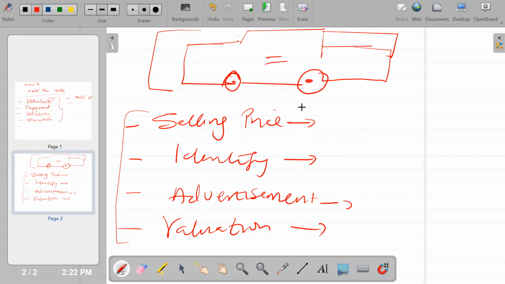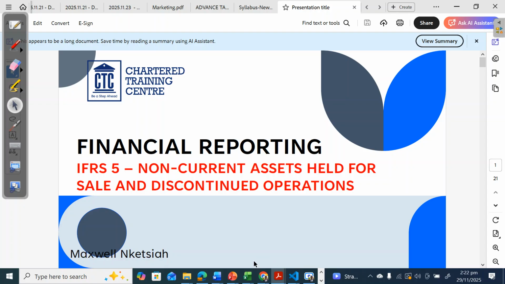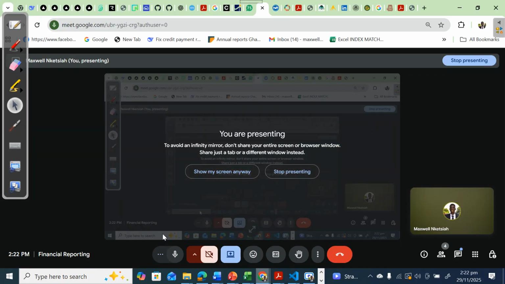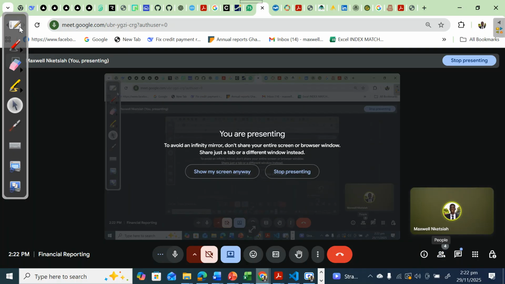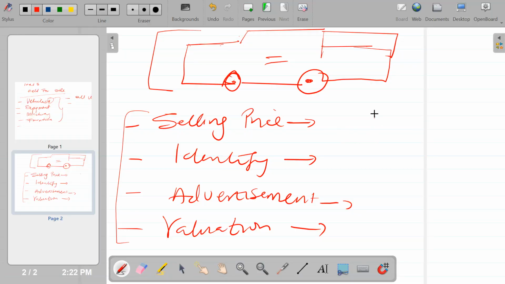Now, if the company decides to sell the assets, usually they cannot sell it outright or immediately, because sometimes it takes a while to locate a buyer. They have to look for a buyer and all that. It can take maybe 2 months to get a buyer, or maybe 3 months, or 4 months.